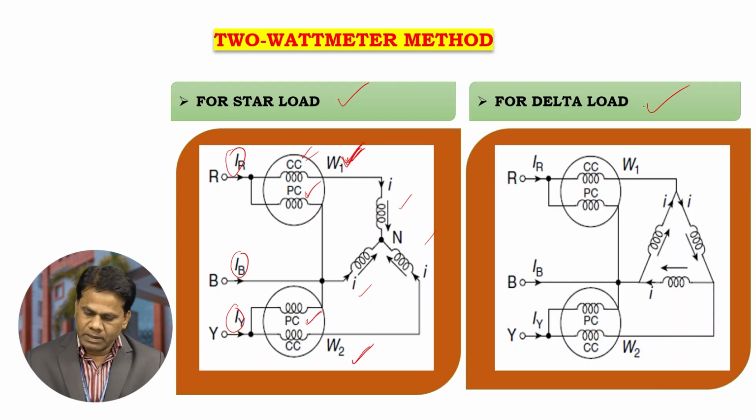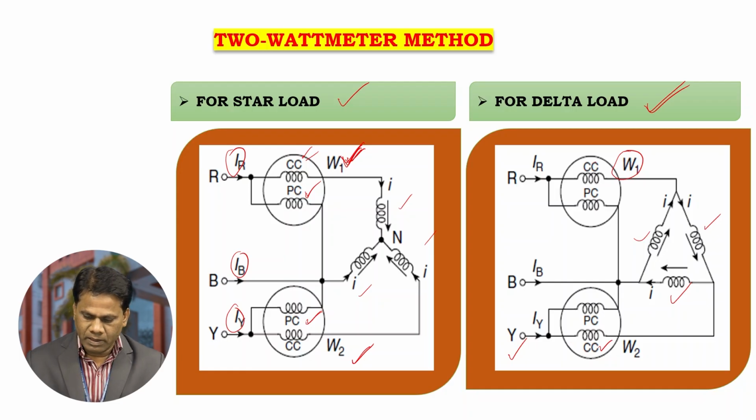Now let us consider a delta connected load. In this delta connected load, the load is connected in a delta manner as usual. Wattmeter 1 is connected in the R line and the second wattmeter is connected in the Y line. Here also the current coil CC is connected in series with the line.